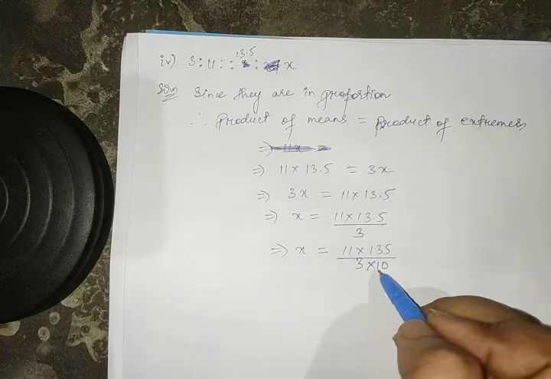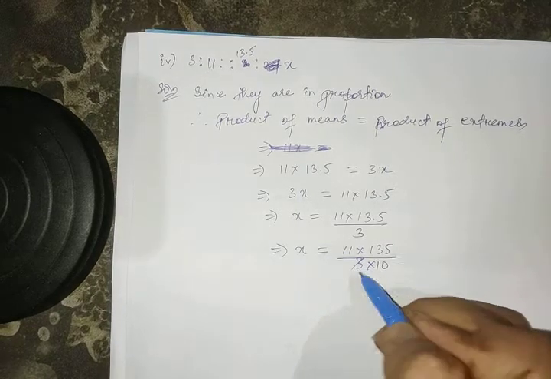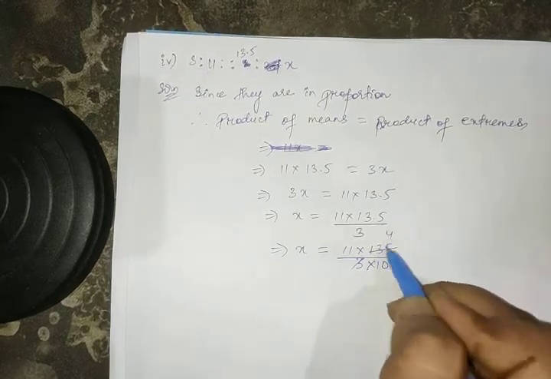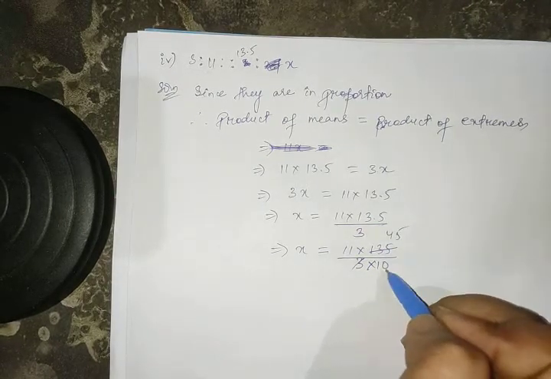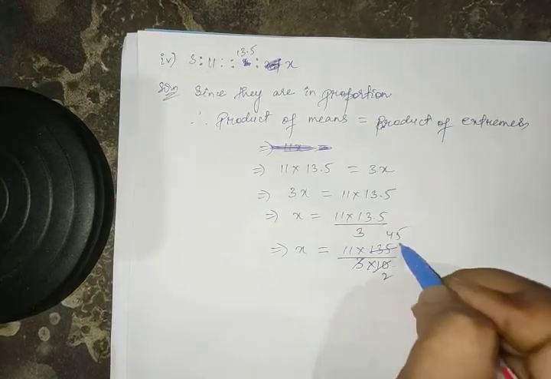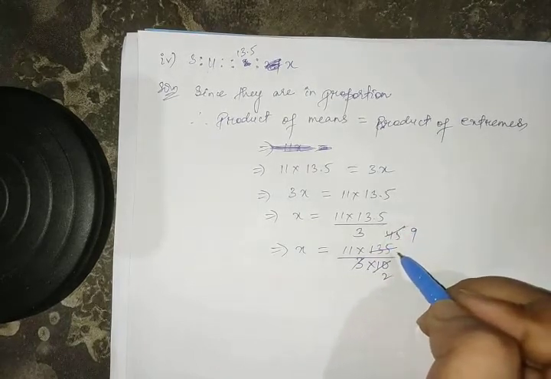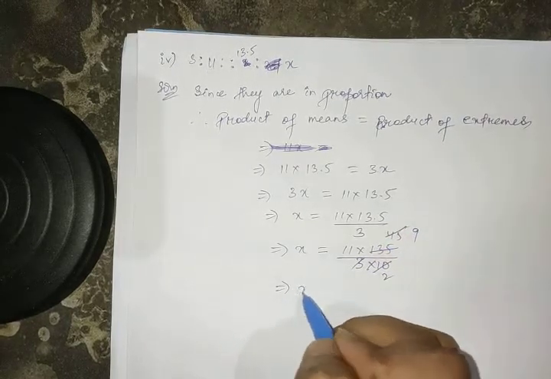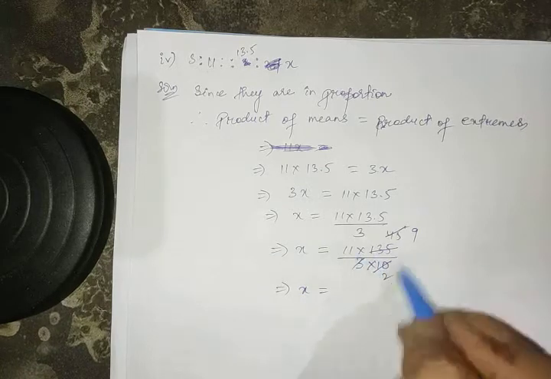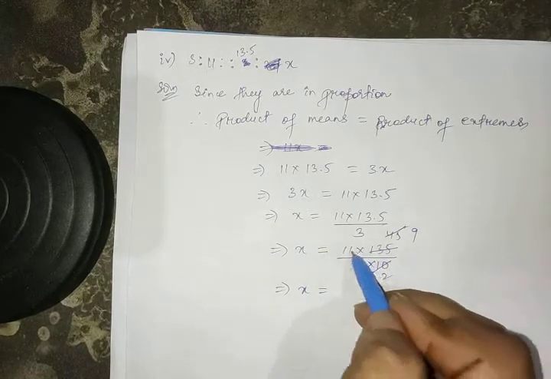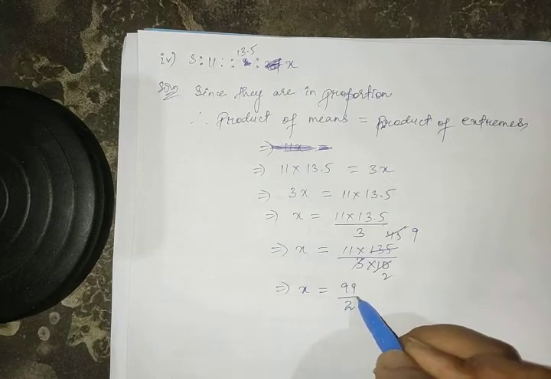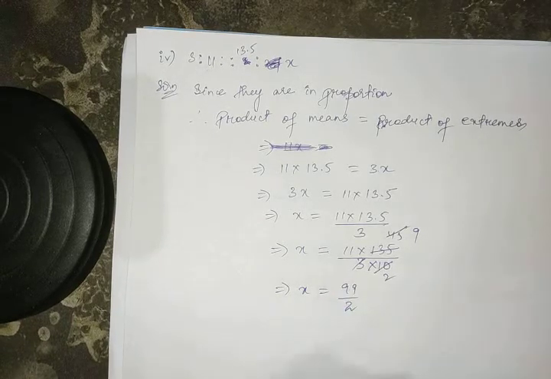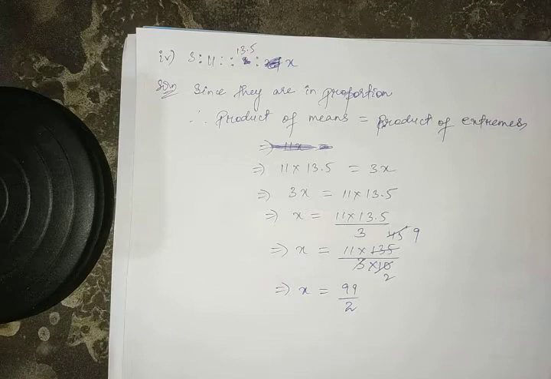So now let us cancel. We can cancel with 3. 3 4s are 12, and then 1 in hand 15. 3 5s are 15. Then here also we can cancel. 5 2s are 10. 5 9s are 45. So x will be, we cannot cancel anymore, so we'll just multiply. 11 into 9 is 99 divided by 2. So you can write like this: x equal to 99 by 2.